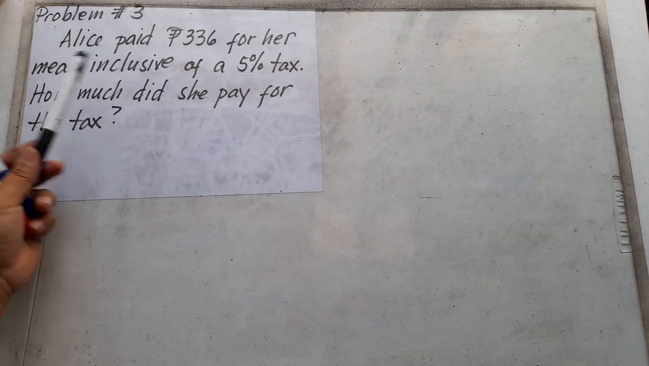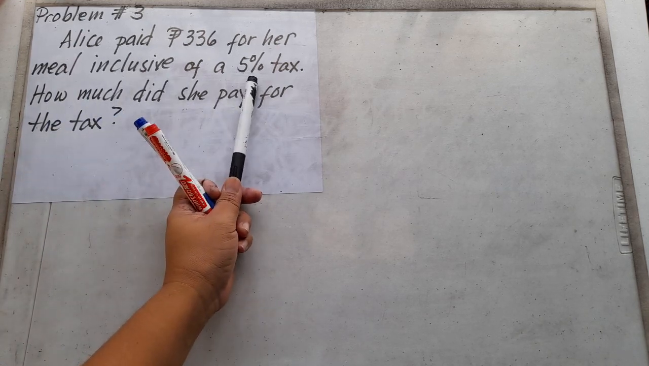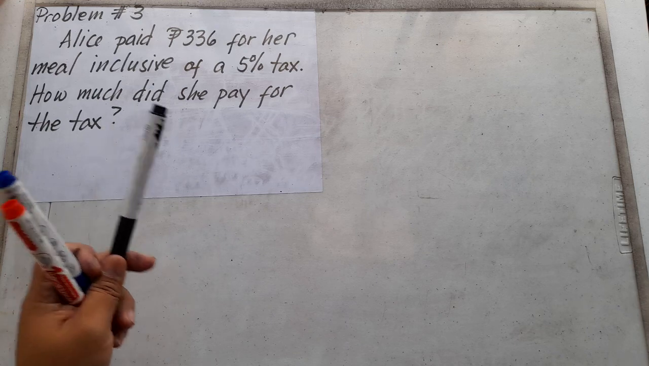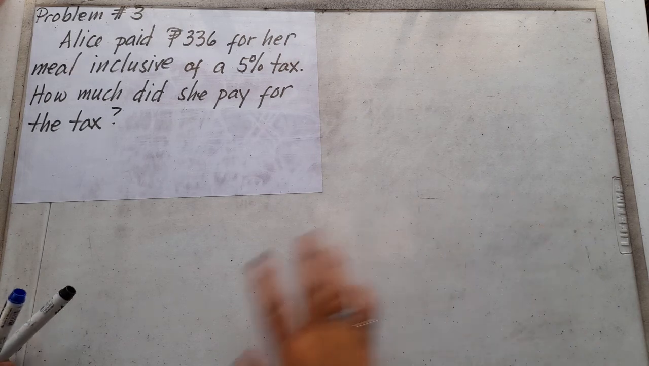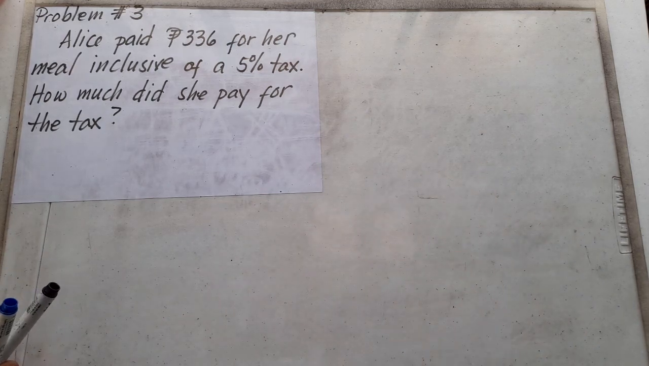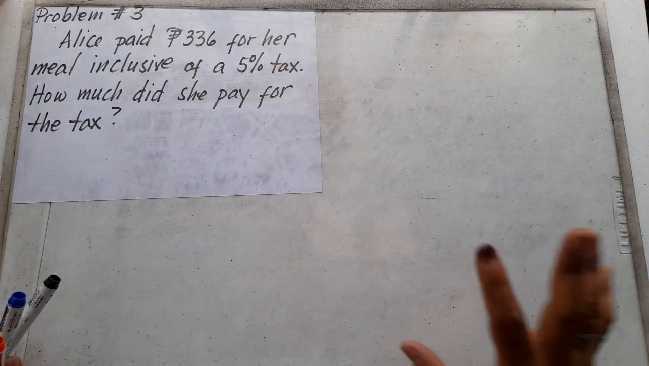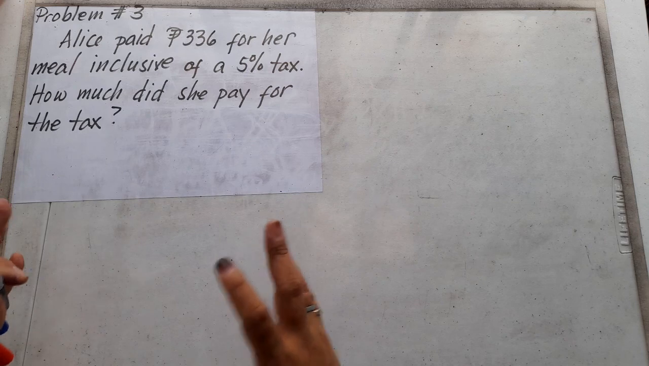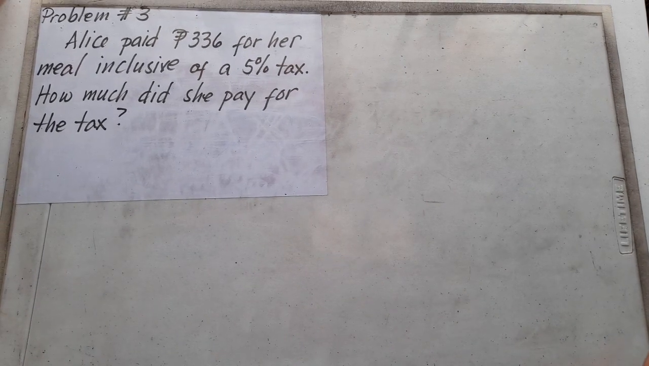Alice paid 336 pesos for her meal, inclusive of a 5% tax. How much did she pay for the tax? Okay, so eto, titignan natin. This is a two-step word problem, kagaya ng problem number 2. Kaso dun sa solution natin, kung titignan ninyo dun sa problem number 2, hindi tayo nag-compute ng dalawa na magkahiwalay na masyadong bongga, no? Dun lang tayo sa table nag-work. Okay, kasi mas madali doon.